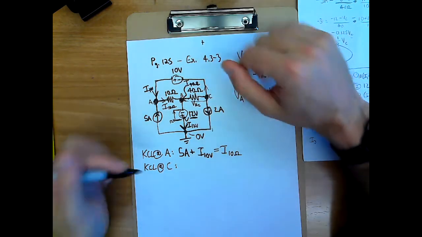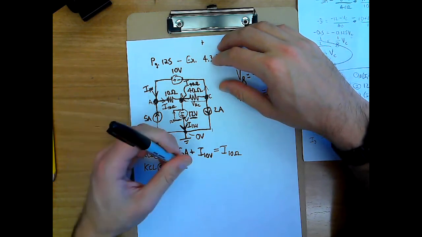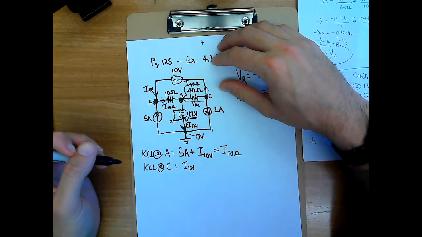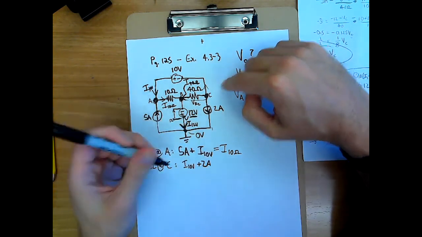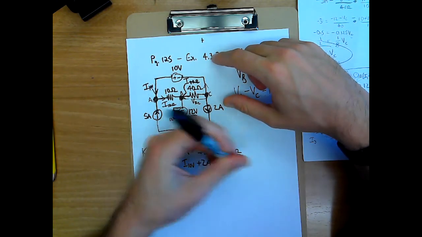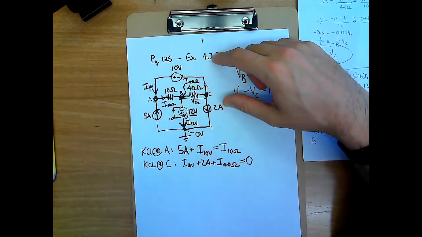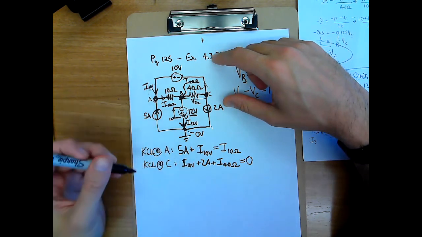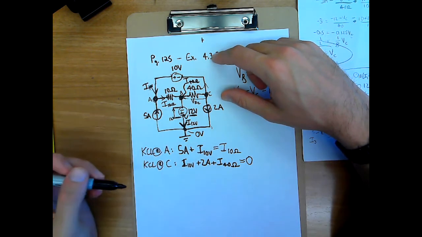So we're okay. So I have, let's see, I 10V going out. I got 2 amps going out. Got I 40 ohm coming out. Great. That equals 0. All right, so I got an I 10V in each equation. So let's just solve for those. Solve for I 10V and set those equations equal to one another.